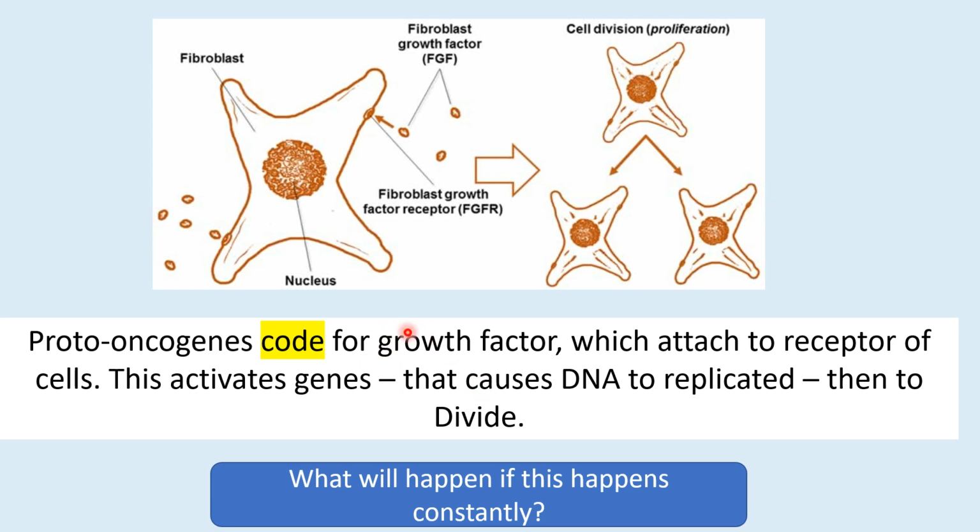So proto-oncogenes promote cell division only when the cell needs it. That's healthy. When the cell needs to grow, when the cell needs to repair, you have proto-oncogenes making lots of growth factors. Growth factors bind to cell receptors and promote the cell to undergo cell division. That's healthy and fine. What will happen if this happens constantly, non-stop? That's called uncontrolled cell division. That is bad. That's cancer. So we're going to see how that happens.